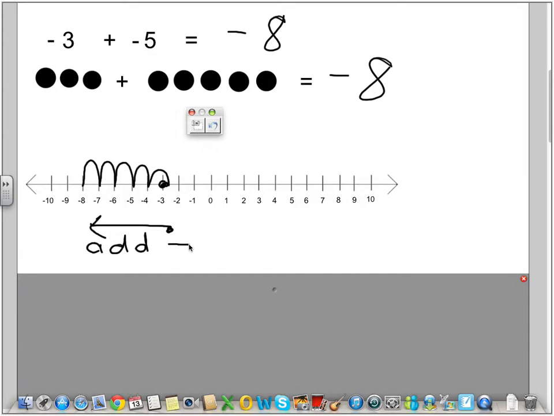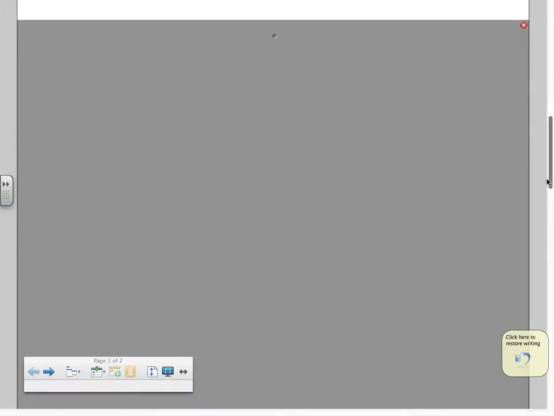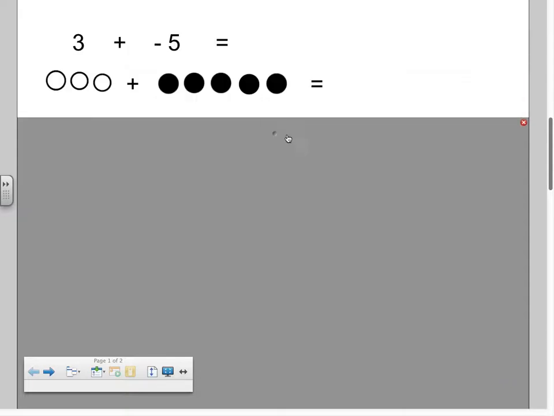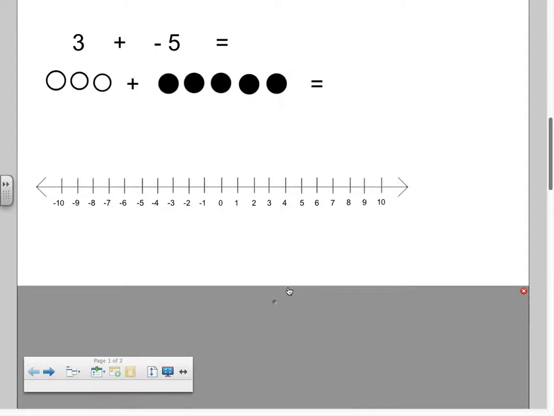Okay, hopefully still pretty straightforward. Now it gets a little bit more confusing when you start to do a positive with a negative. So our next problem is going to be positive 3 plus negative 5. So positive 3 is shown with 1, 2, 3 open circles, and negative 5 is shown with 1, 2, 3, 4, 5 filled in circles.